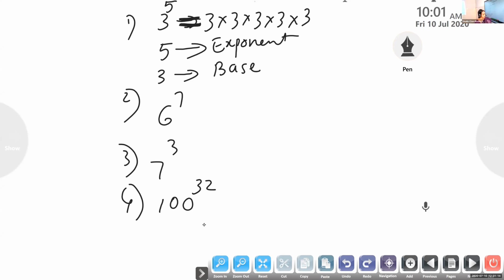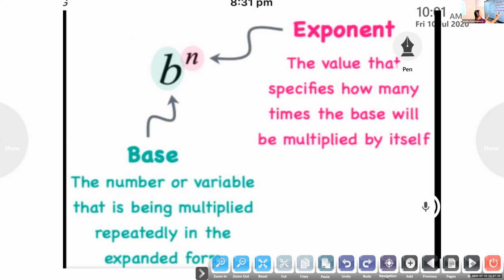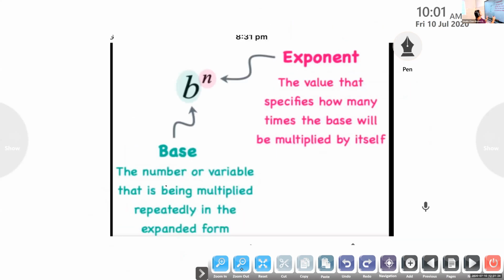So I think all of you understood what is exponent and what is base. So here also you can see exponent, b raised to n. n and b are variables. We can give any values, or a raised to x, b raised to y, or b raised to n.